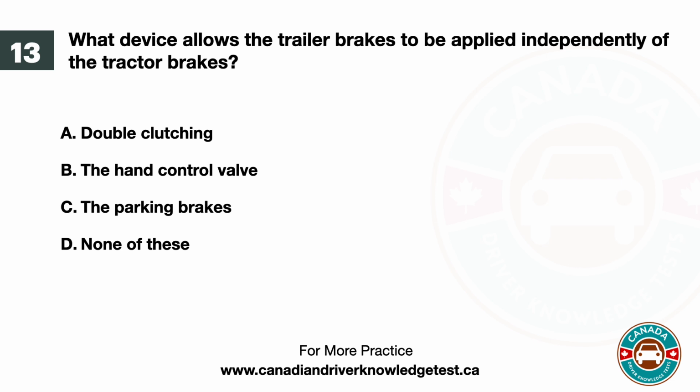Question 13. What device allows the trailer brakes to be applied independently of the tractor brakes? A. Double clutching. B. The hand control valve. C. The parking brakes. D. None of these. The answer is B, the hand control valve.